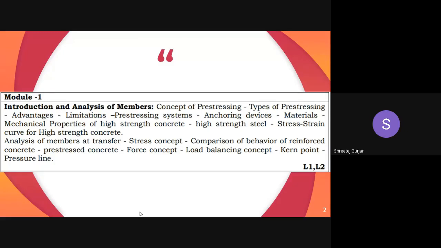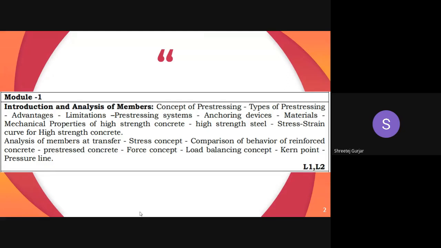Then the stress concept we will study. Basically, there are three concepts for analyzing your PSC members. We use the stress concept, then the force concept, and then the load balancing concept. These three concepts we will be studying, and we will learn how to analyze using them. Then we have two more topics included, that is Kern point. We will study what we mean by Kern point and how we find these Kern points. Then we will study the pressure line, what this pressure line means. Very interesting concept, this Kern and pressure line. This consists of the first module.